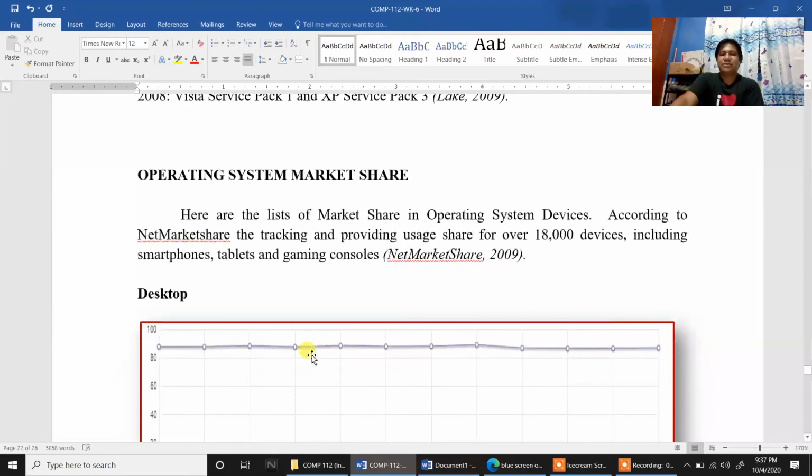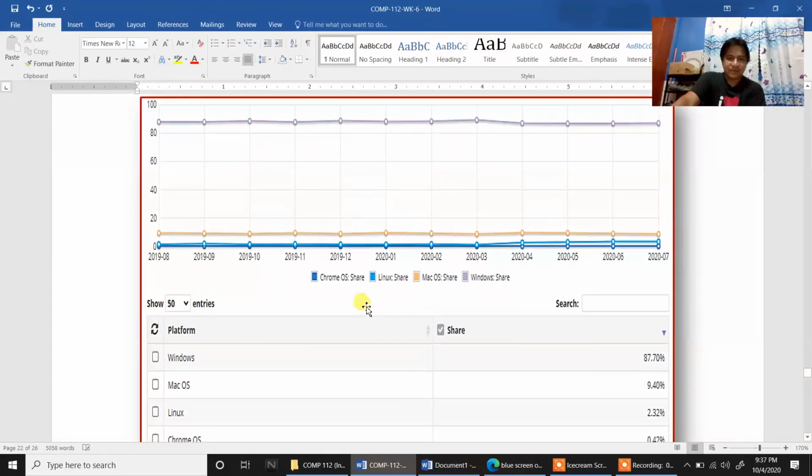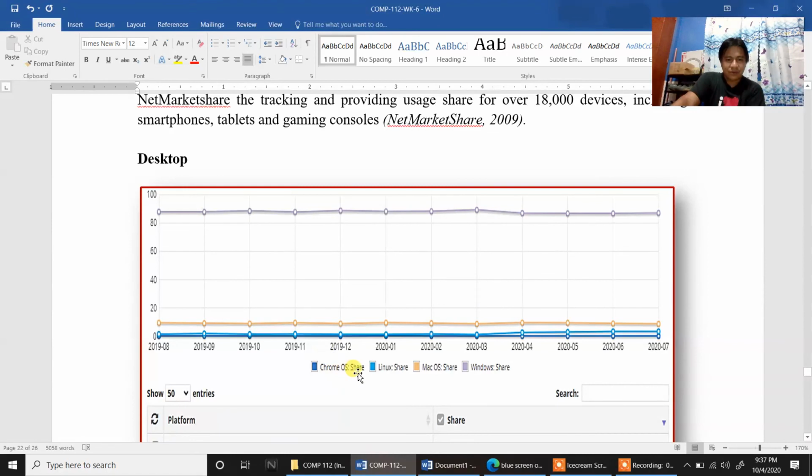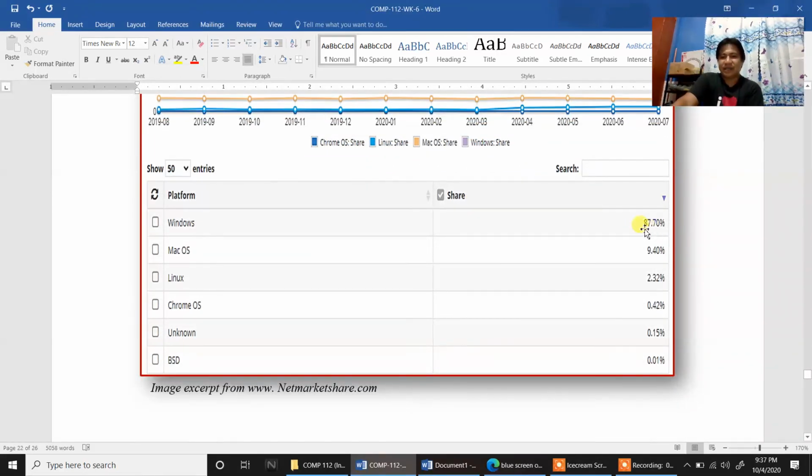Okay. So here is the FYI on market share. If you observe, Chrome OS has its share, and Windows' share is quite high, its contribution is high. Windows has 87%. Chrome OS belongs to Google.